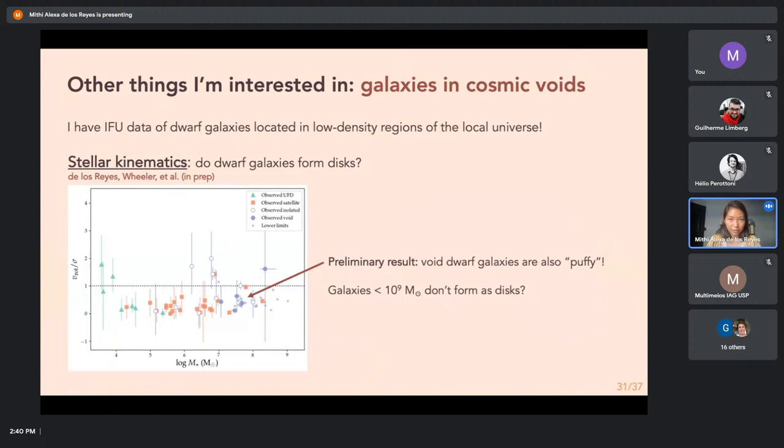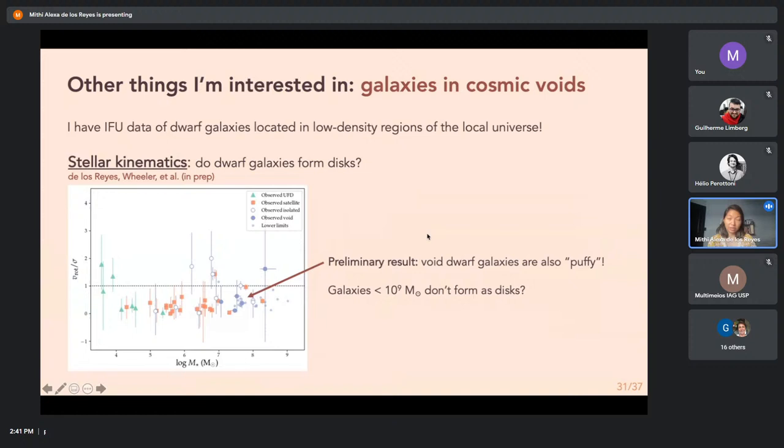And so far, what we've found is that even these void dwarf galaxies, even though they're totally isolated and very far away from their nearest neighbors, they do also seem to be relatively puffy and dispersion supported. So they have low rotation velocity over velocity dispersion, V over sigma, ratios. So what this suggests is that maybe all low mass galaxies form as puffy systems rather than disks. And so maybe there's some cutoff below which you get puffy systems and above which you start seeing disk galaxies.